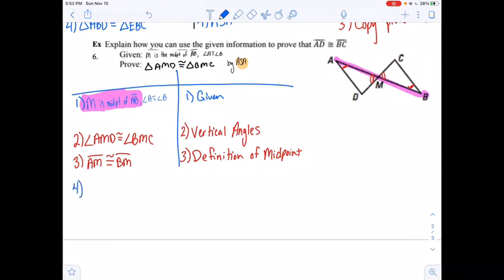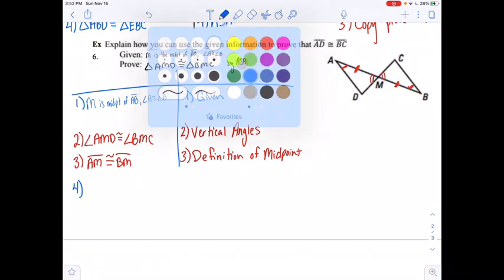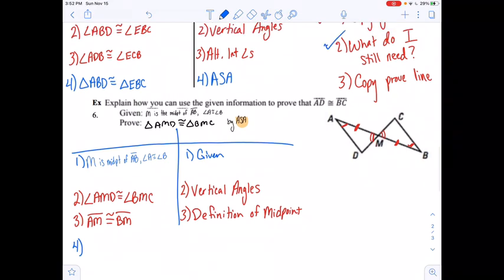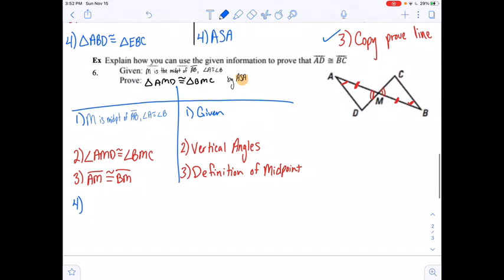And now let's see, what do we got here? Do I have what I need? If AM and BM are congruent, then I have angle, side, angle. I have angle, side, angle. So I'm good to go. Then I can say, I'll just copy down my prove line. So I got what I still needed. I'll copy down my prove line. So that's triangle AMD congruent to BMC by angle, side, angle.